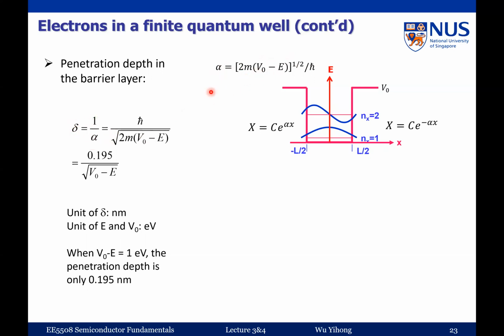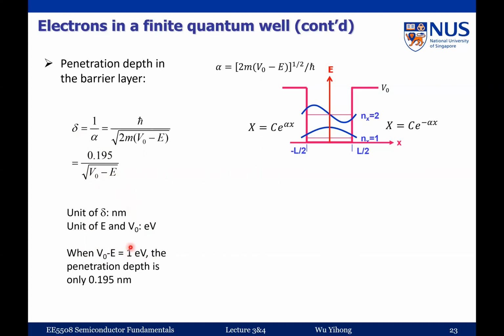So 1/alpha, you get from here. H is the Planck constant, m you can use the free electron mass, right? And then V naught minus E. So we substitute the Planck constant and the free electron mass into this equation, and you get 0.195 divided by the square root of V naught minus E. When V naught and E are in units of eV, if you use this equation to calculate, then delta will have a unit of nanometers. Okay, so suppose this V naught minus E is 1 electron volt.